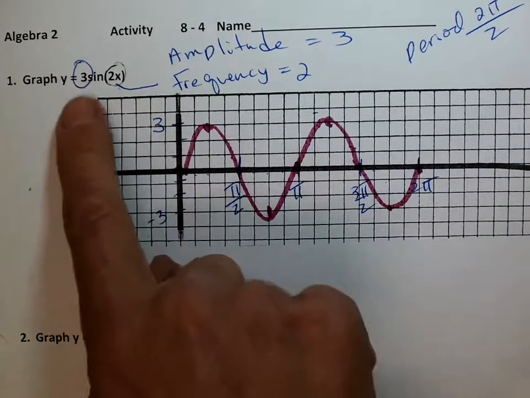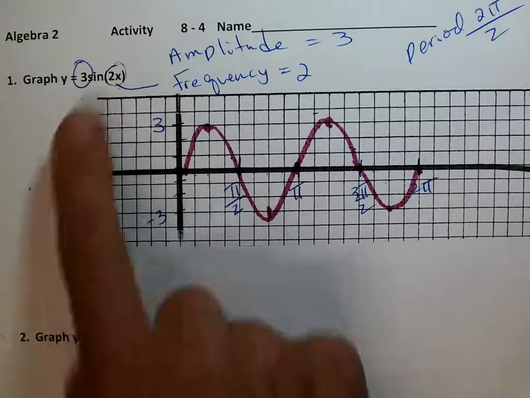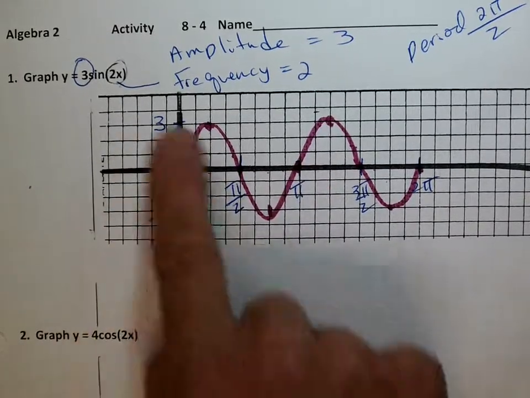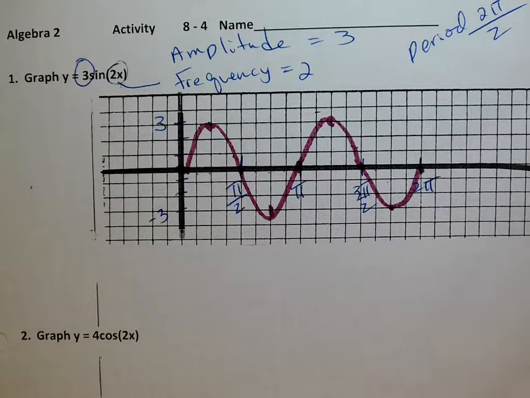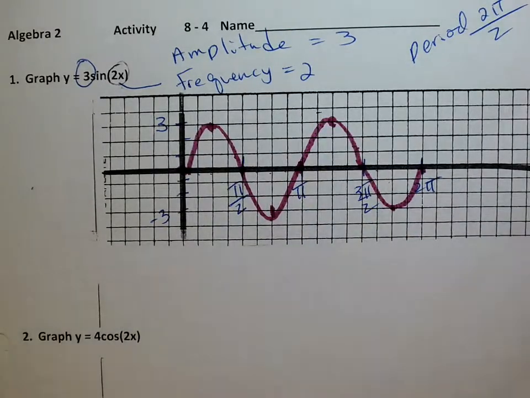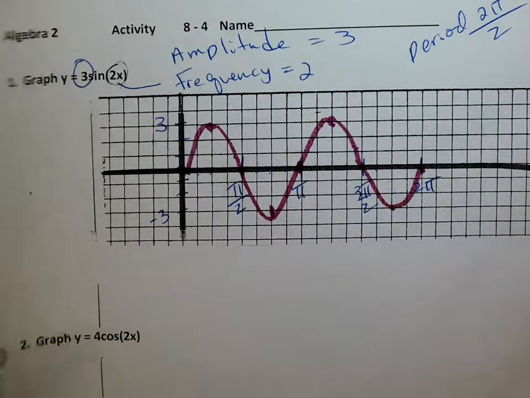A height of 3 or an amplitude of 3. Its new period is pi because its width is pi. So we get 2 curves, 1, 2, okay? All right, now let's take a look. Am I going too fast?